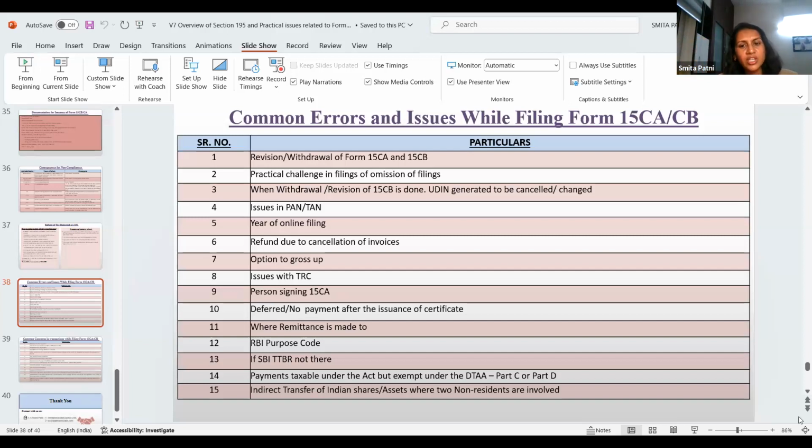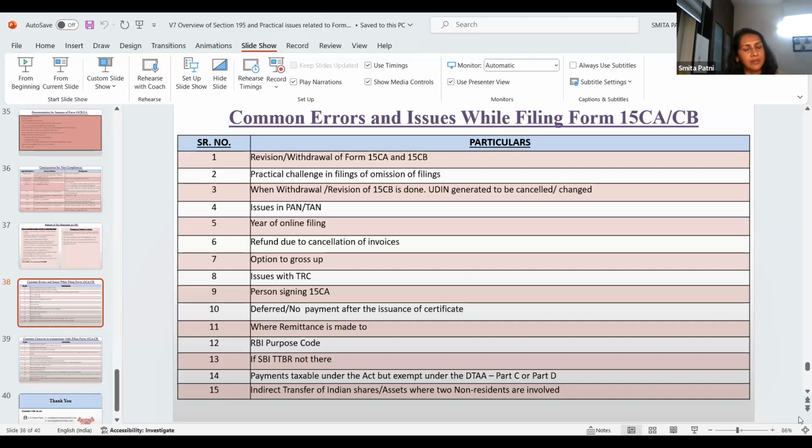Indirect transfer of Indian shares where two non-residents are involved. Now here comes the problem. So there are two non-residents. TDS has to be deducted. As already explained, because of the Vodafone ruling and Explanation 2, if there is a transaction between NR to NR and the capital asset is situated in India, we are supposed to deduct TDS.